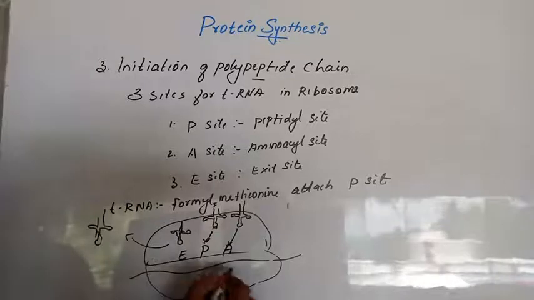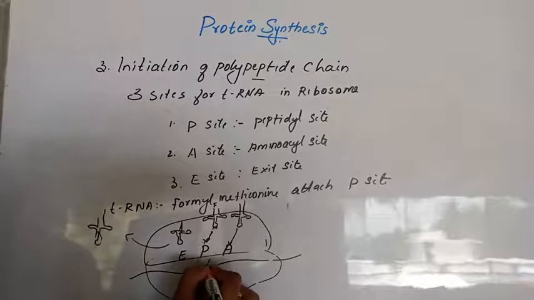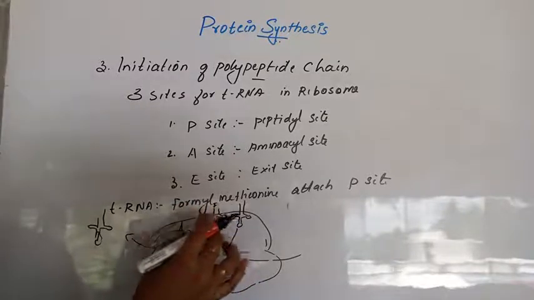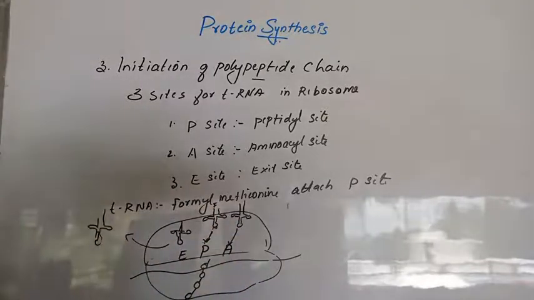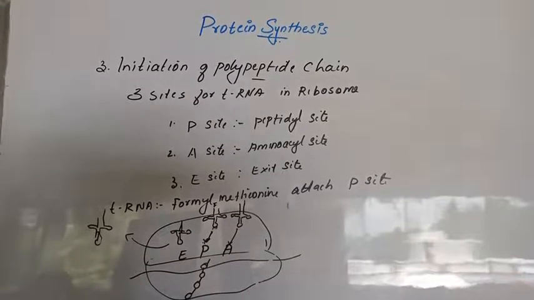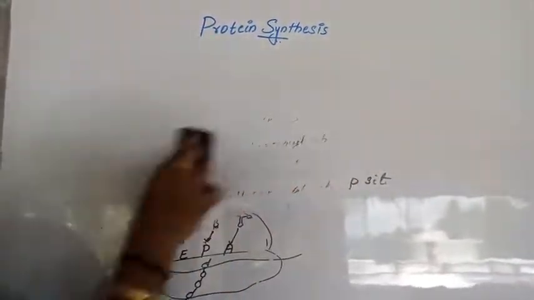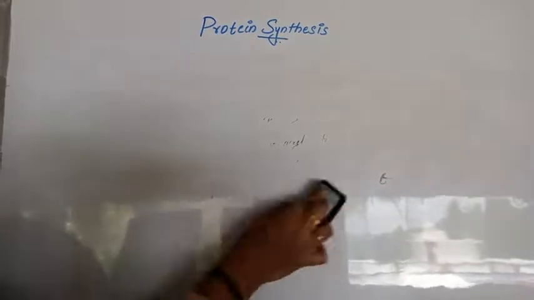Okay, so as a result, the polypeptide chain starts to form. The incoming amino acids are joined one by one to form a polypeptide chain. This is what chain elongation is. So initiation of the polypeptide chain is over, then the next step is chain elongation.